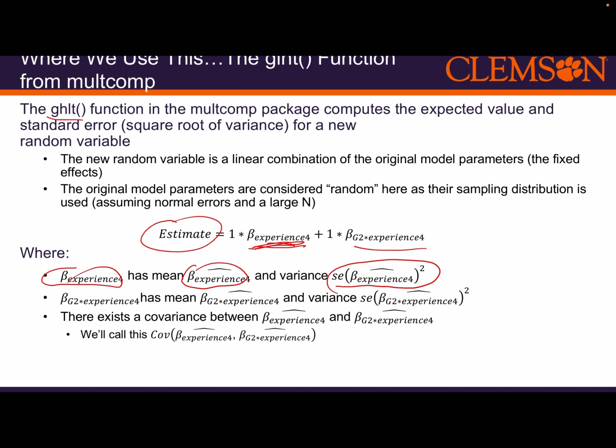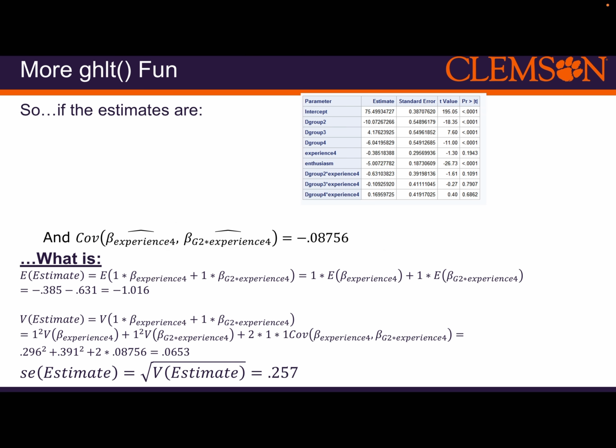Right? So we have both of those. We get the standard error in output. We get the point estimate in output. So we have all of those, but what we don't have is this covariance. But it turns out that exists in the R object from the lm function. We just have to go and find it. The multcomp glht function does that for us.